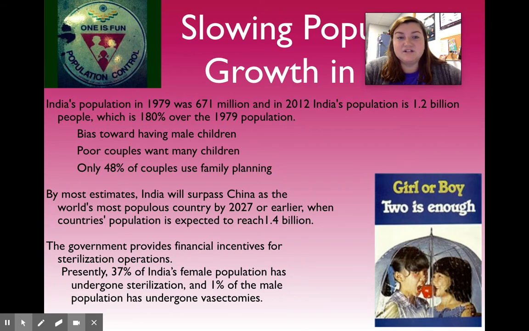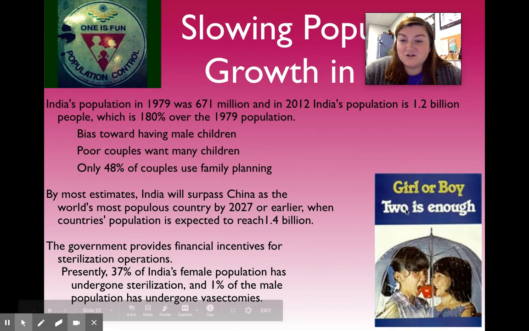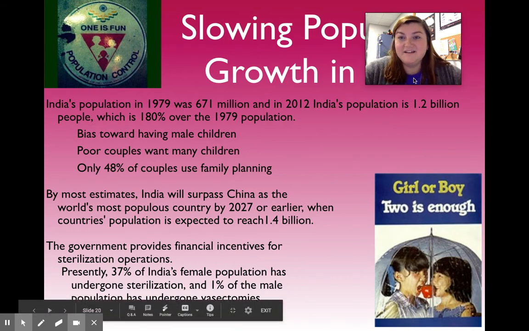So these are just measures that countries take to try to slow down that population growth. You can see propaganda about this. "One is fun, population control, girl or boy, two is enough," things like that.